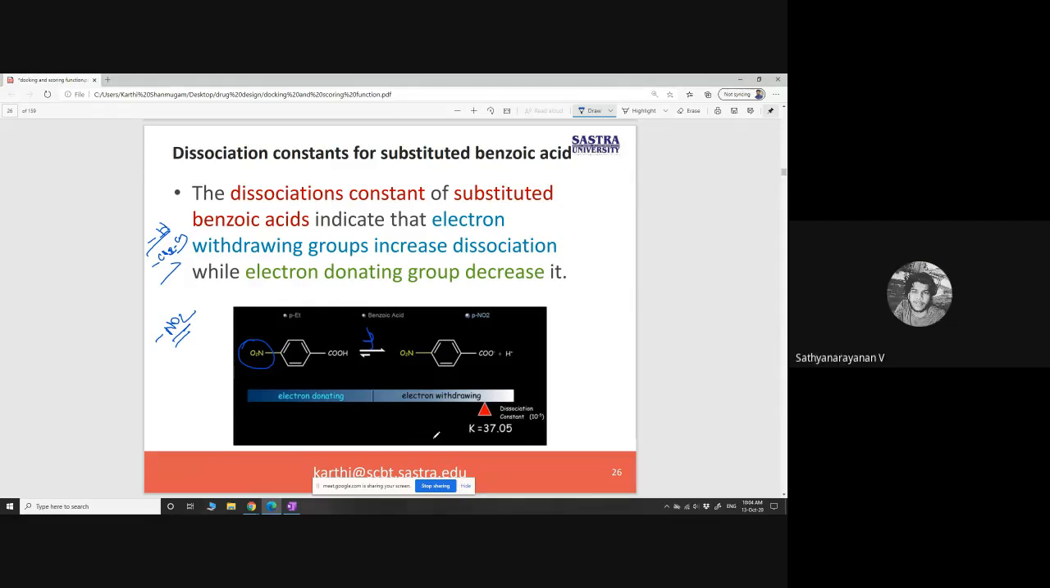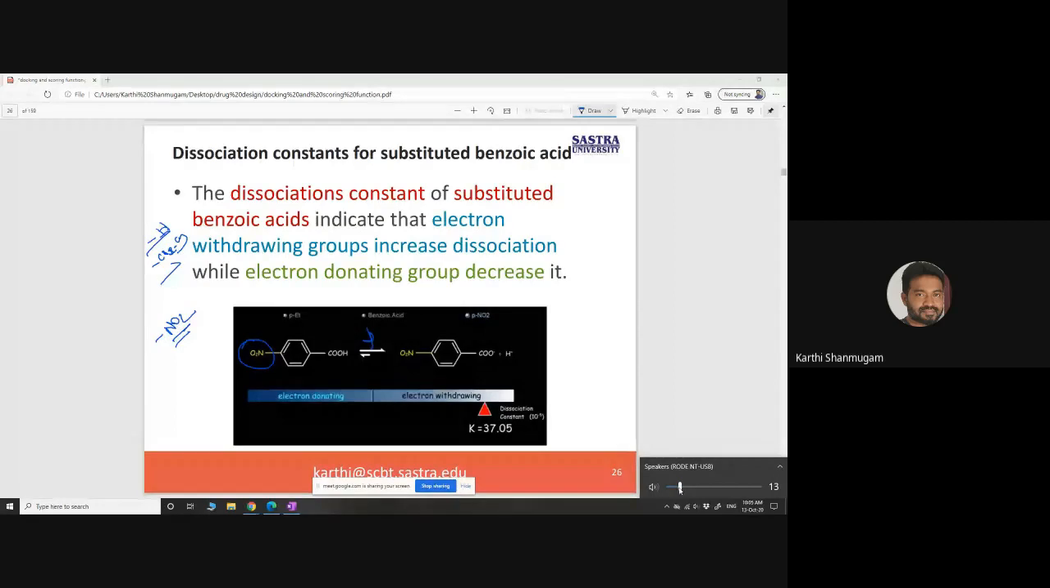Sir, dissociation depends on the incoming functional group. Okay, we will generalize, we will simplify. The dissociation constant depends on the functional group which is present at the para position. Am I right? Yes, sir.